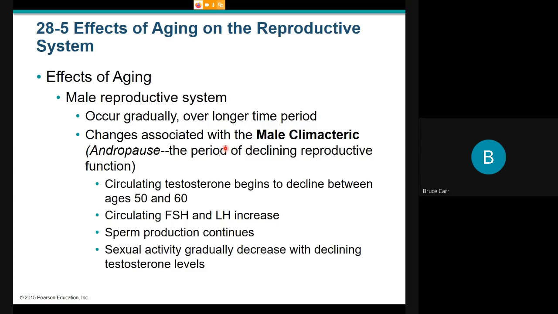And we do talk about the male climacteric or andropause, which are named terms out there, but in fact it is somewhat less regular. We do see that the testosterone begins to more regularly decline after 50 to 60 years old, and the circulating gonadotropins do increase, just like in the female. Sperm production does continue, but sperm quality declines. Sexual activity gradually decreases as the testosterone decreases in the male.